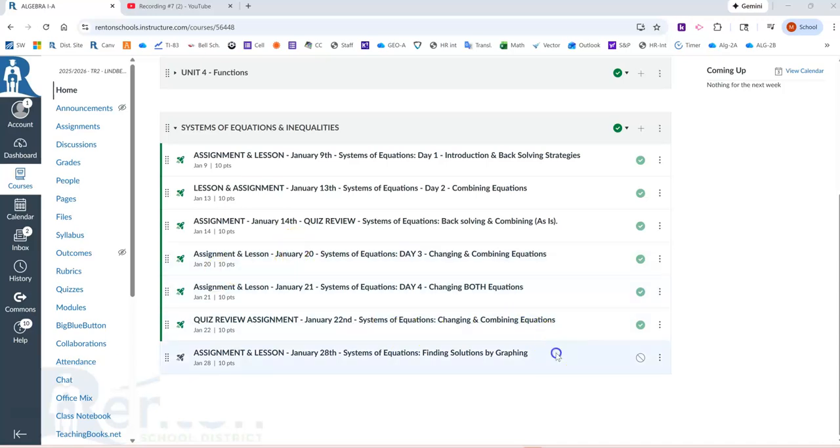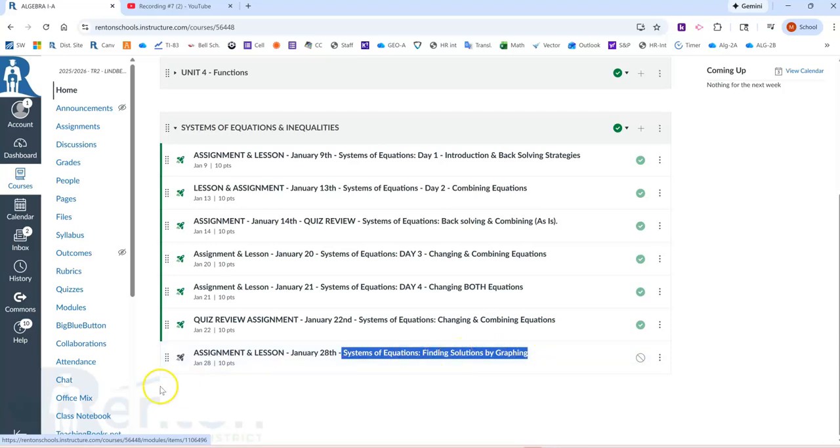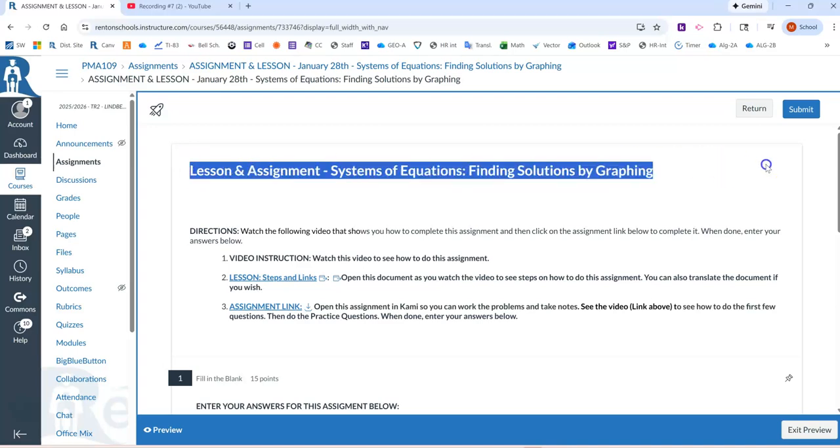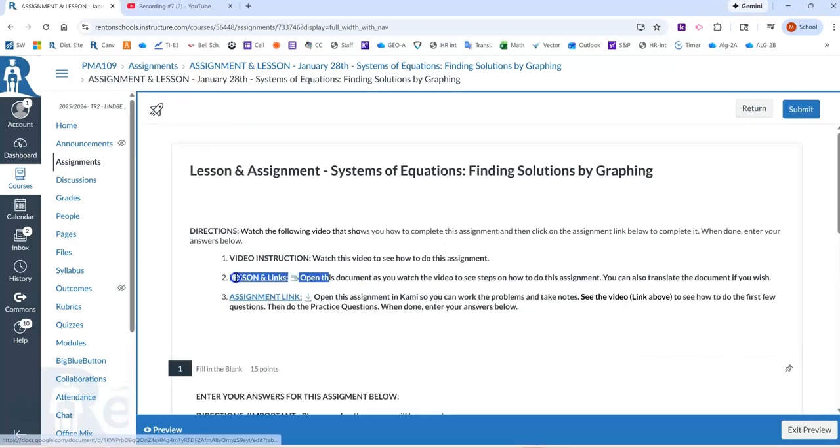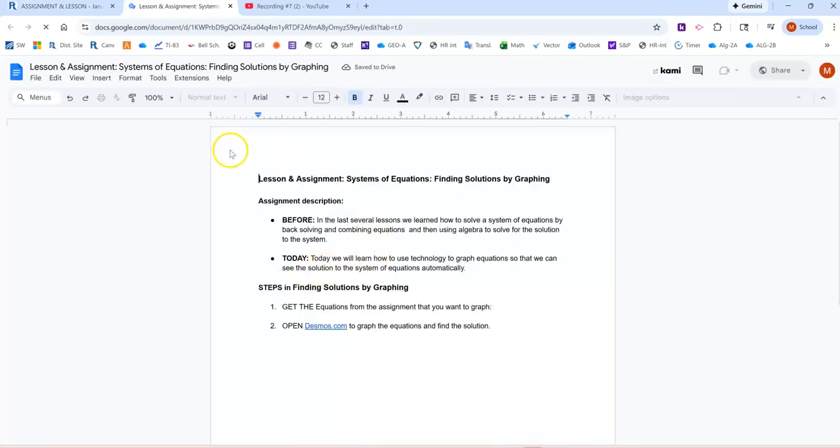Hello, today we are working on this assignment here, Systems of Equations, Finding Solutions by Graphing. So please open that. Okay, so here we are. Go ahead and open up this link right here, and it'll take you to the lesson, System of Equations, Finding Solutions by Graphing.